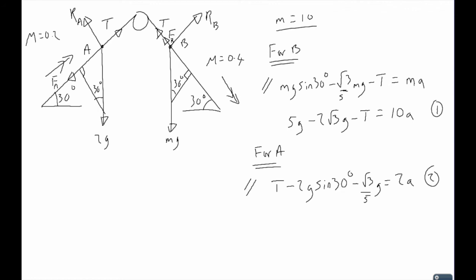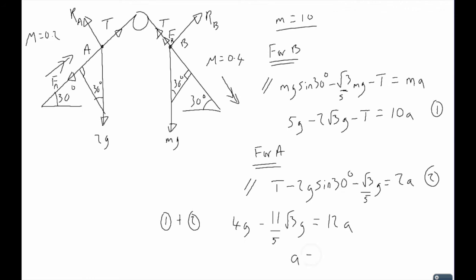Now, those of you well versed in doing this know that when you solve these, you just want to add the two equations together, because the tensions are going to cancel each other out, which is going to be absolutely lovely. So I'm going to have 5g subtract 2g sine 30 degrees, which is just g. So 5g subtract g, which is 4g. And I'm going to have negative 2 root 3 g, and then subtract root 3 over 5 g. And that can be written as subtract 11 over 5 root 3 g. And 10a plus 2a is 12a.